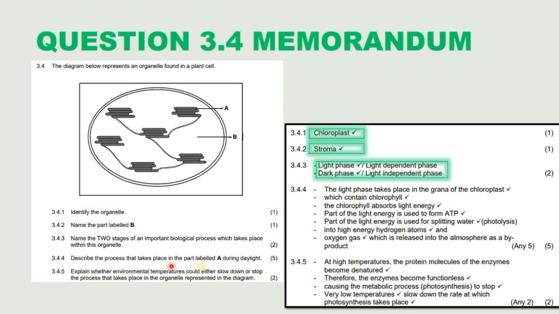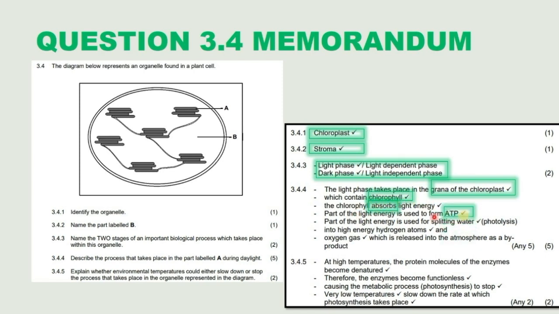Then question 3.4.4. Describe the process that takes place in label A. Here you have to identify if it's the light or the dark phase. But they say that it takes place during the day. So that is your clue. Over here I have the light phase. The light phase takes place in the grana of the chloroplast. This contains chlorophyll. The reason for that is that it absorbs the light energy. It traps the light energy.